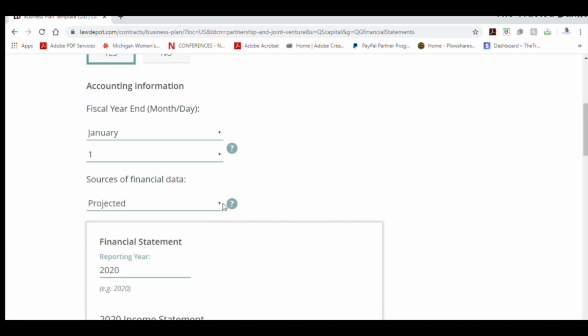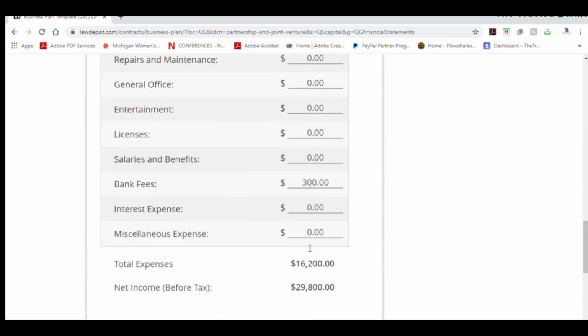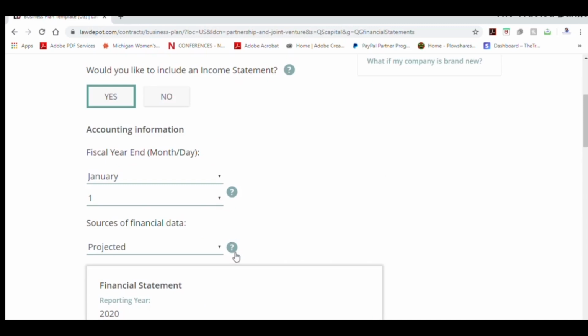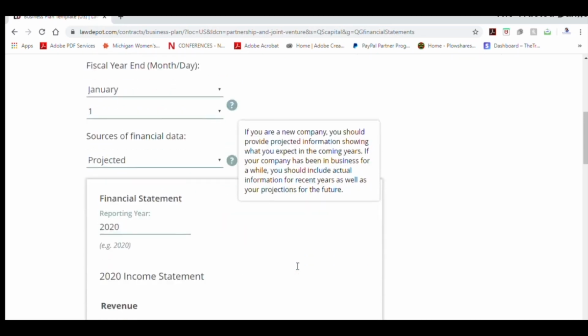So this is projected. Now, if you have actual, that means if you're already in business, you can do your actual. So you just put down exactly what year it is for, how much you grossed in sales, less the cost of goods sold, and you can just go from there and have actual numbers. Let's see what this question mark said. If you are a new company, you should provide projected information showing what you expect in the coming years. If your company has been in business, you should include the actual information.